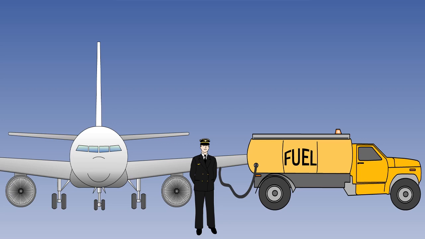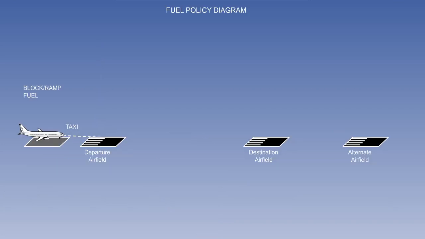We will see how the final fuel total is arrived at by breaking it down into segments, which will be described and built up in the form of a fuel policy diagram in the following scenes. Let us begin by looking at the total fuel in the aeroplane tanks prior to starting engines, which is described as the block or ramp fuel, comprising the sum of each of the individual fuel segment requirements.